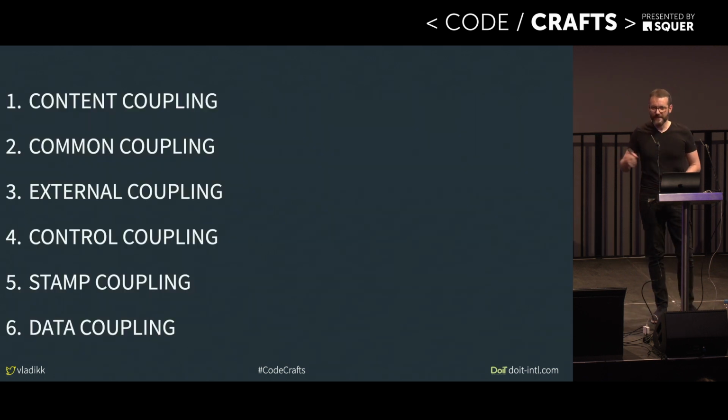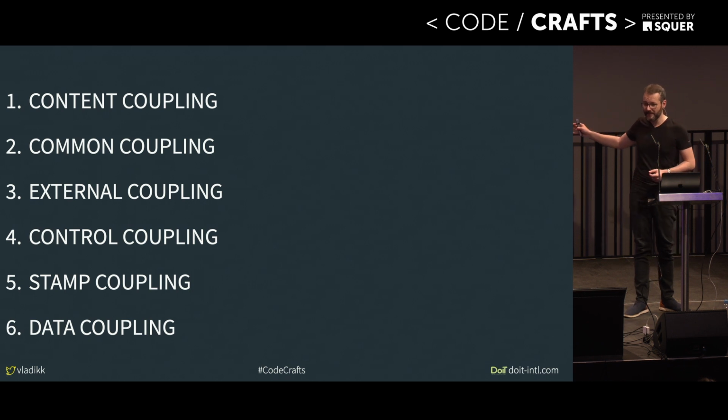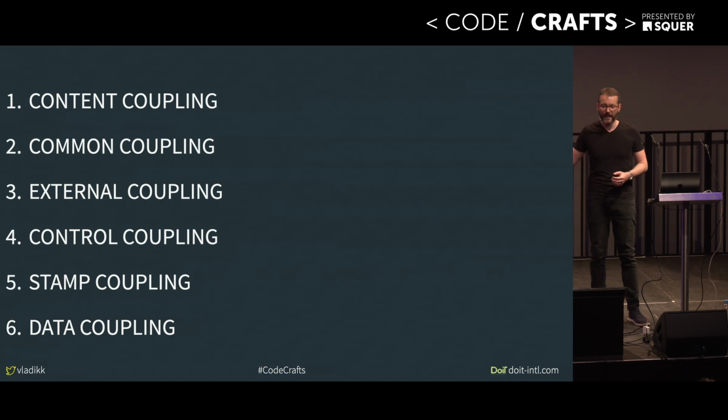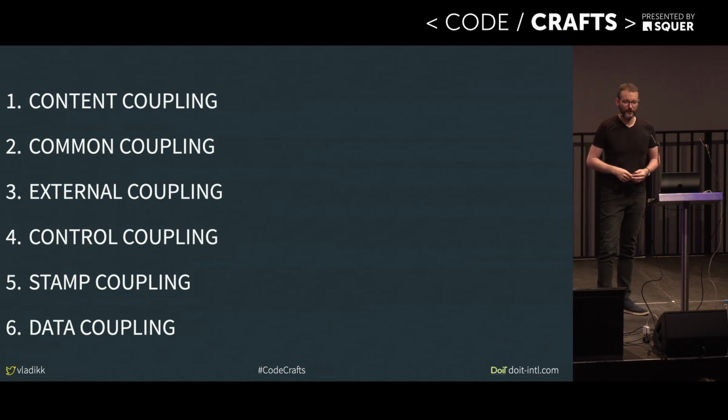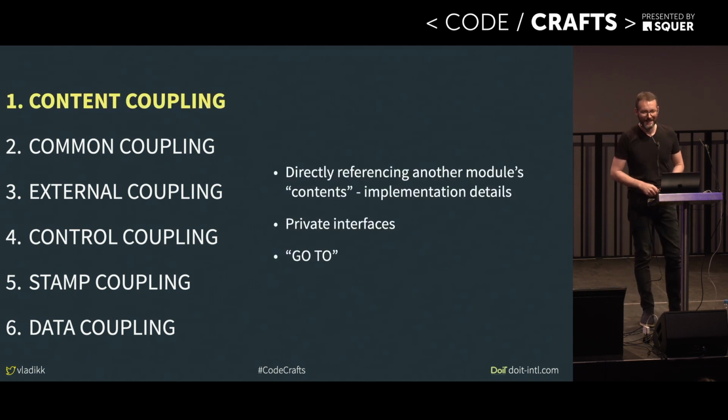Anyway, back in those days, they defined 6 levels of interconnectedness: content, common, external, control, stamp, and data coupling. Now, these levels, they may sound somewhat unintuitive, and that's because they're based on terminology from languages such as COBOL and Fortran, so luckily we're not familiar with that, so let's see what they mean.